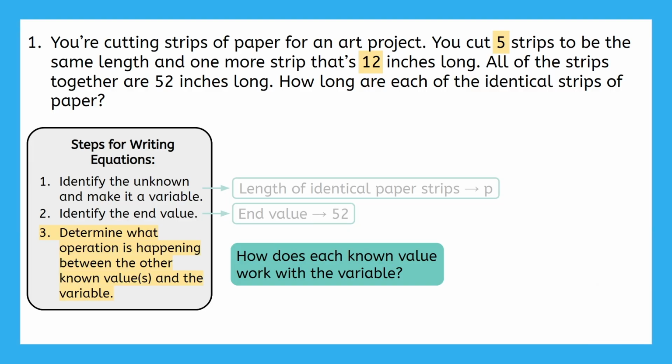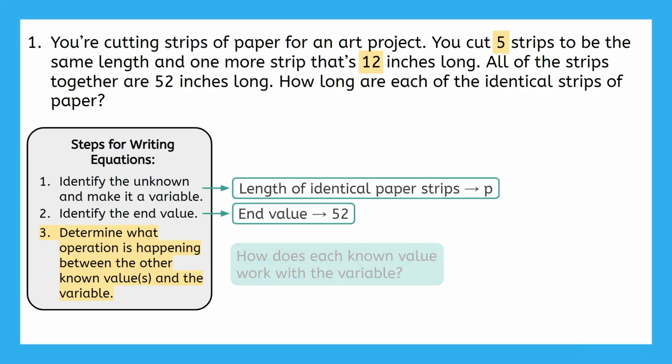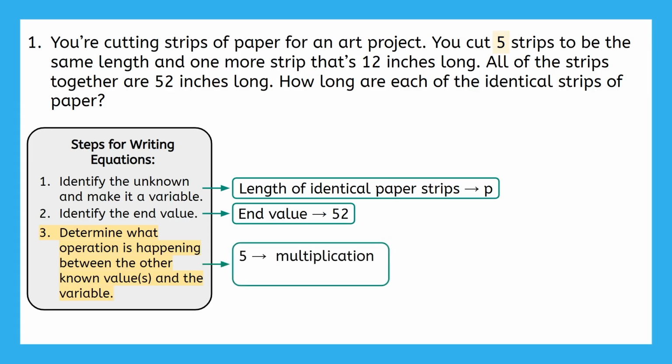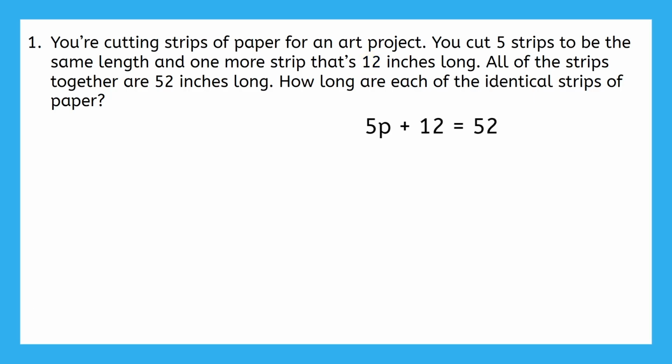So we have 5 strips of paper, all the same length. How can we combine the number of strips with the length of each of them? By multiplying them. How about the 12? The length of the 12-inch strip is being added to the length of all the other 5 strips combined, because there's just one of them. So after multiplying 5 by p, we'll add 12. All together then, we have 5p plus 12 equals 52.